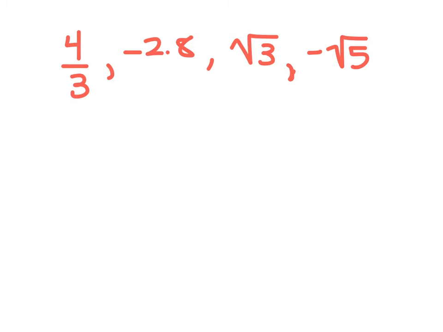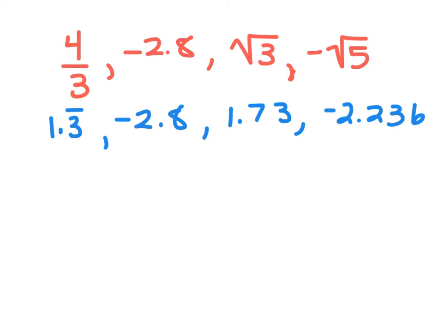Now let's try to order our real numbers from least to greatest. So our numbers are 4/3, negative 2.8, the square root of 3, and negative square root of 5. Whenever you're asked to compare numbers that are represented in different ways, for example, we have a fraction, we have a decimal, we have two numbers under radicals, I would urge you to rewrite these in the same form before comparing. So I think the easiest way to compare these is to put them all in decimal form.